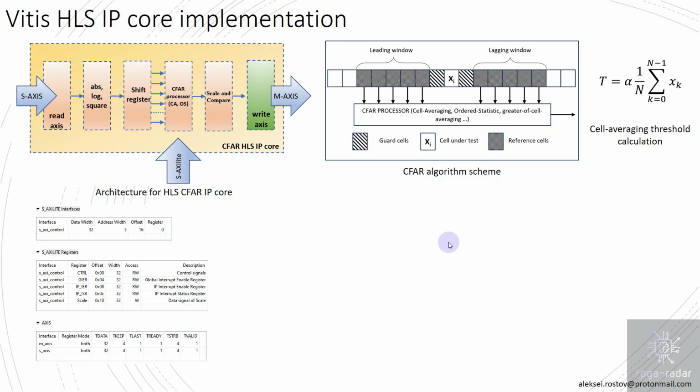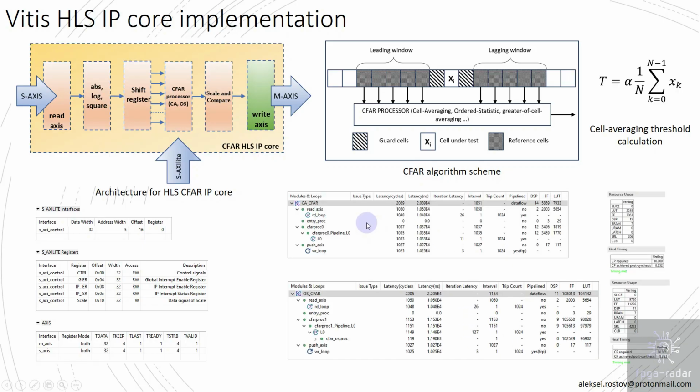Let's move to the synthesis and implementation report. First of all, the initiation interval. An initiation interval of 1 clock cycle assures a fully pipelined implementation of both IP cores. Latency is basically almost the same. Maybe Ordered-Statistic CFAR delays data a little bit more, unlike, for example, cell averaging CFAR.